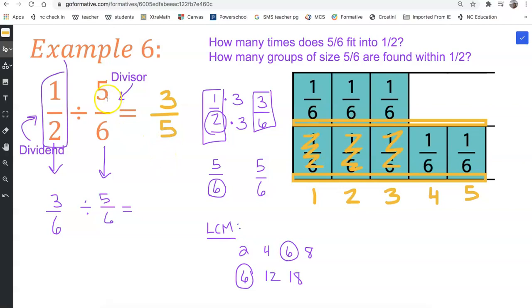So what we're saying is, how many times does 5/6 go into 1/2? Or you could say, how many times does 5/6 go into 3/6? Well, 3/5 times. This group does not even go in one whole time. It goes in a fractional part. It goes in 3/5 times into 3/6. So our answer, our quotient, is 3/5.